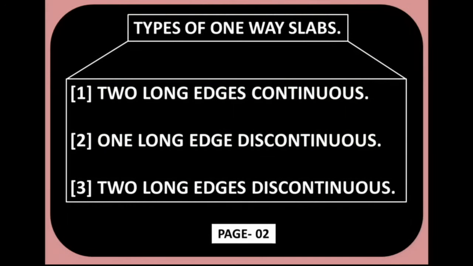Types of one-way slab. According to the edge condition, we have divided it into 3 categories. Case number 1, 2 long edges continuous. Case number 2, 1 long edge discontinuous. Case number 3, 2 long edges discontinuous.